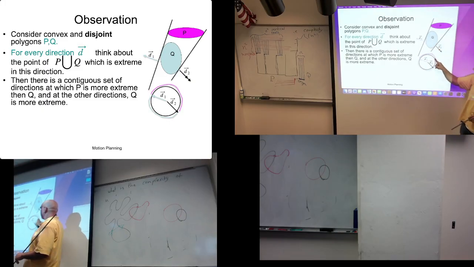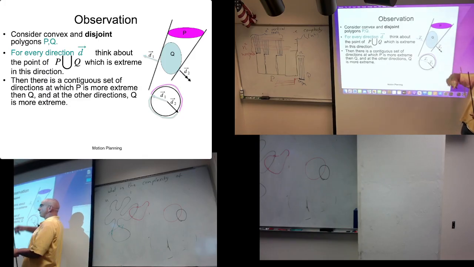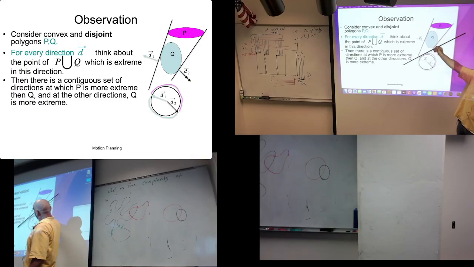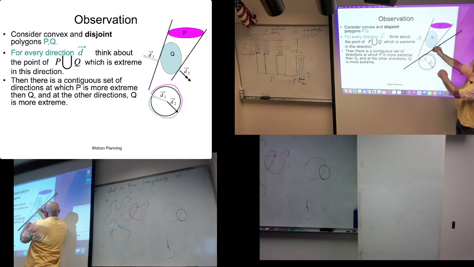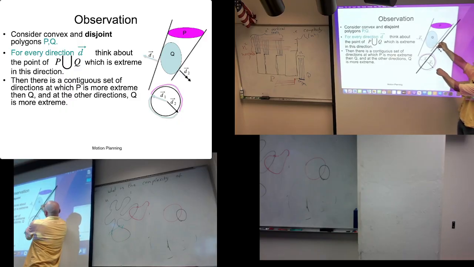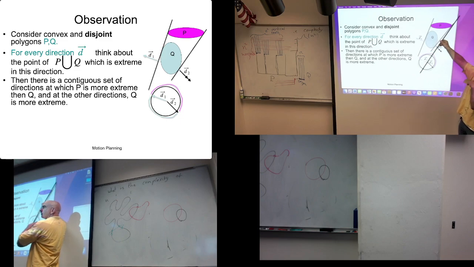What does the circle of directions look like if these 2 are convex? As I'm rotating my extreme points direction, then for a while I have only points from Q that are coming from this direction, only points from Q, until I hit the common tangent, one of the 4 common tangents.